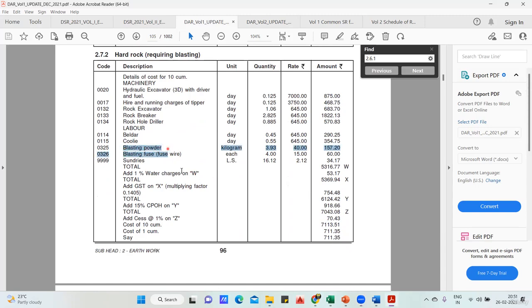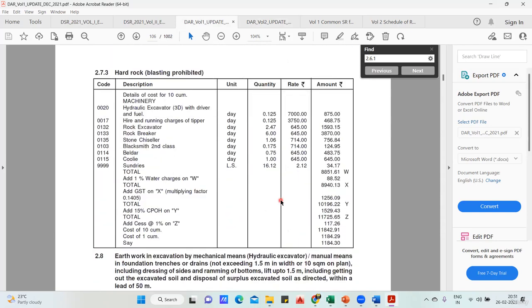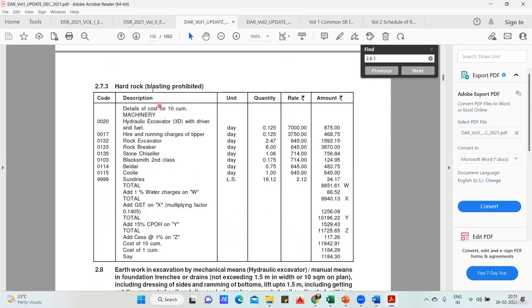In that case, you see this is the rate analysis they have done. In some cases they will never allow you to do the blasting. So this is for hard rock where blasting is prohibited. Then you need to increase your manpower, like a rock excavator and a rock breaker are required. Again, for that, this is the charge they are applying.